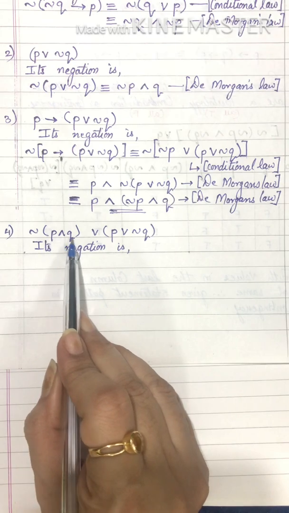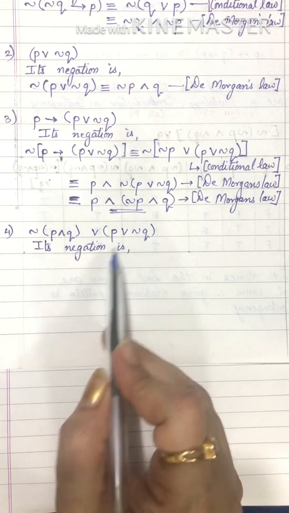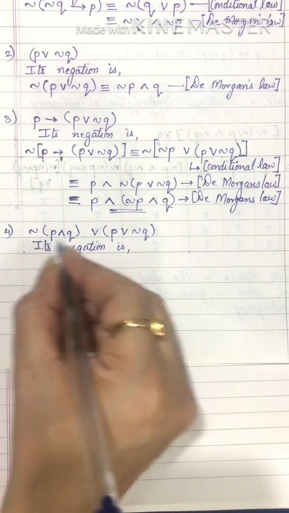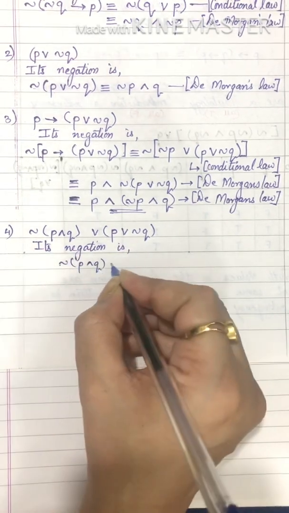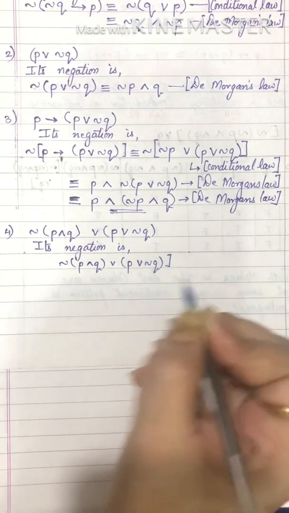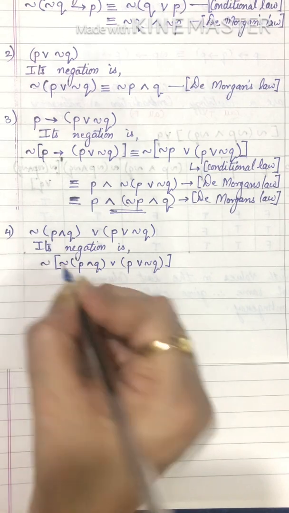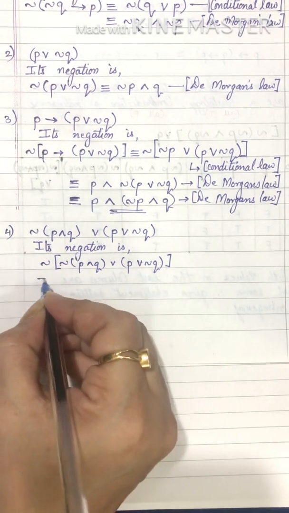Negation of P and Q or P or negation Q. Now we have to find its negation. I write the whole question first of all: negation of P and Q or P or negation Q. We are asked to find the negation of this whole statement. So I state it like this. Fine. Now we will solve it further.